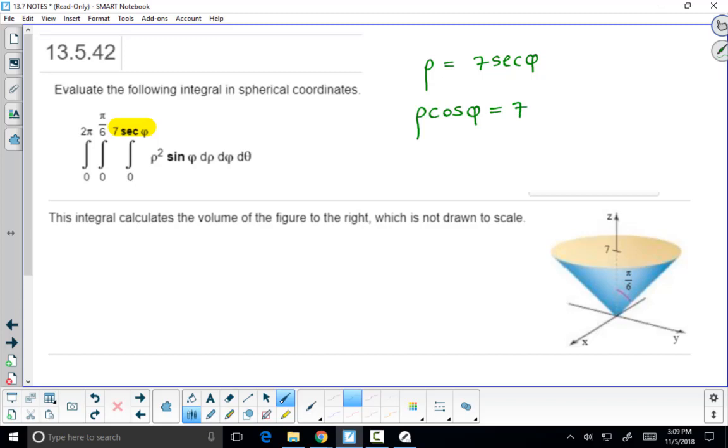And in spherical, what is rho cosine phi? Z. Z equals 7, right? So that shows us mathematically very easily that 7 secant of phi is really just a plane. It's not intuitive, though. You don't look at 7 secant phi and say, oh, look at that nice smooth plane. I don't look at rho cosine phi and see a plane either. Rho cosine phi is the z coordinate. Okay, so that is an important thing.